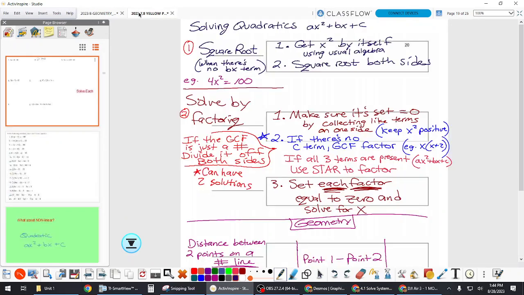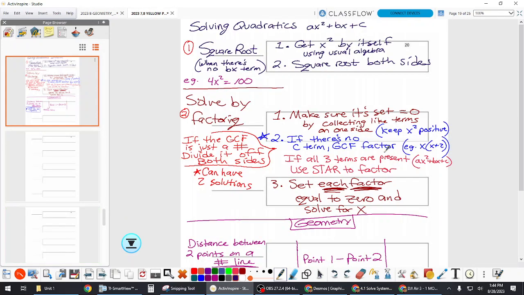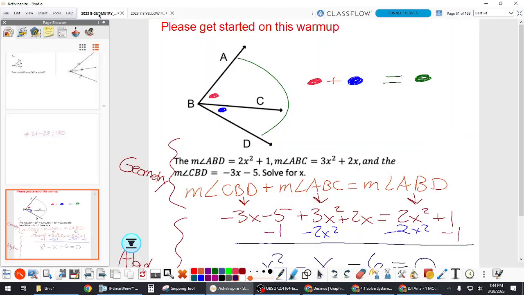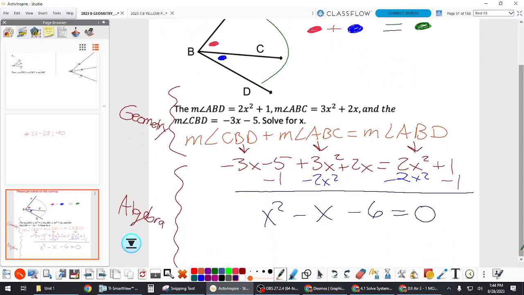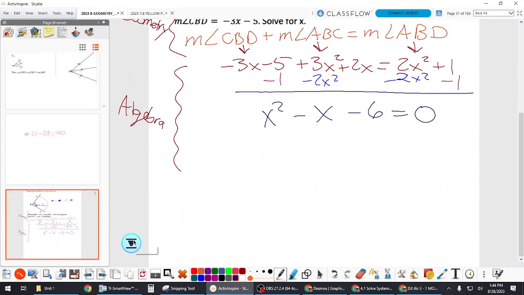Now, if we go back to the note, if there's no GCF, nope. If all three terms are present, we're going to use star. So we need to factor this. You don't have to use star because the a value, which is out front of x squared, is 1, but you can. So let's go ahead and use it. So a is 1, b is negative 1, c is negative 6. So I need factors of negative 6 that add up to negative 1.